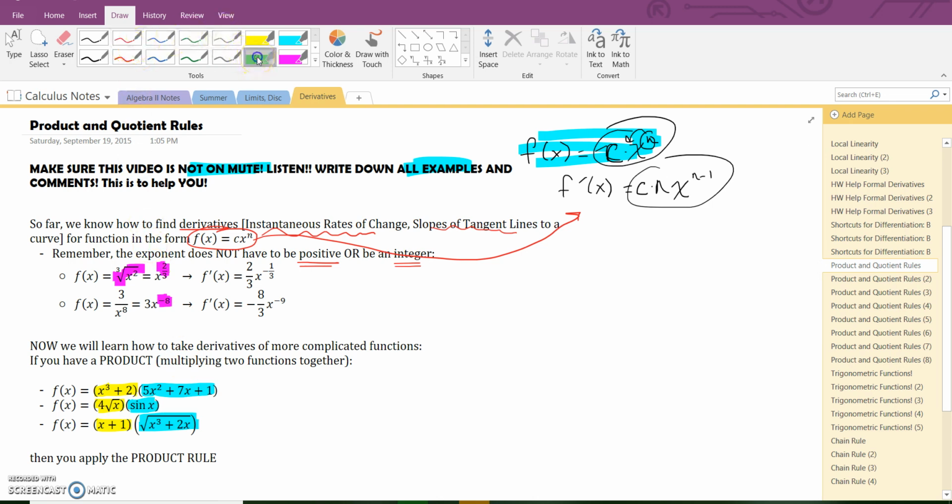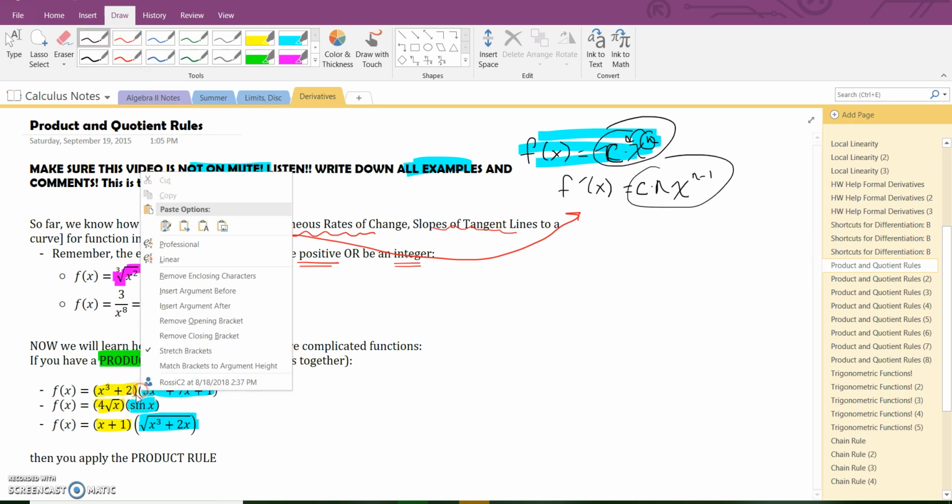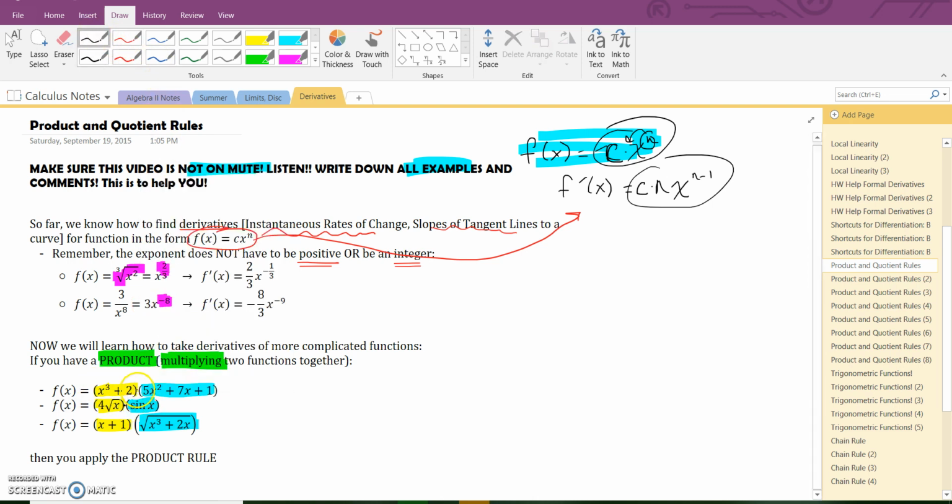So let's start with the product rule here. Now when you hear the word product in math, you should think multiplication, specifically multiplying two functions together for now. You could probably do this for three functions, but we're only ever going to be doing this for two functions multiplied together. So notice in each of these, we have a first function and a second function. They're color-coded so you can see the difference.